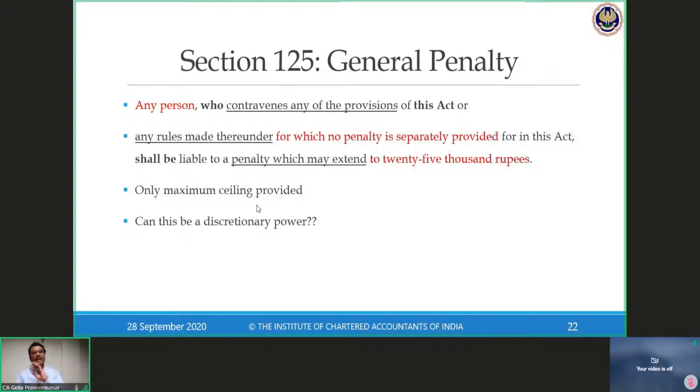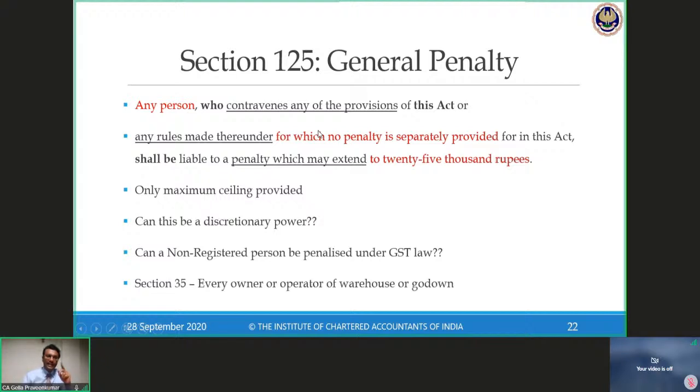So keep in mind, if I don't have any of the situations which are explored under section 122, then I come and fit in 125, where a general penalty of 25,000 can be levied. Can a non-registered person be penalized under the GST law? Here they refer to any person who contravenes any provisions of this act.